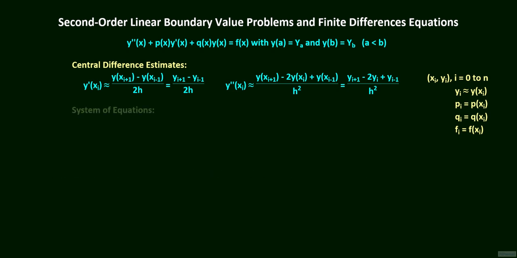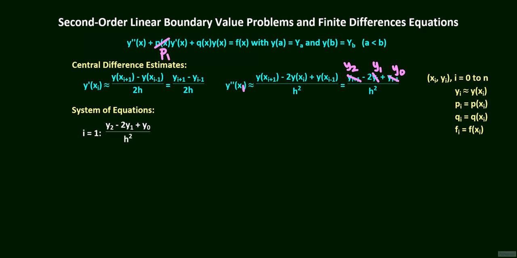We now generate the system of finite difference equations. When i equals 1, y''(x_1) is replaced by y_2 minus 2 times y_1 plus y_0, all over h squared.